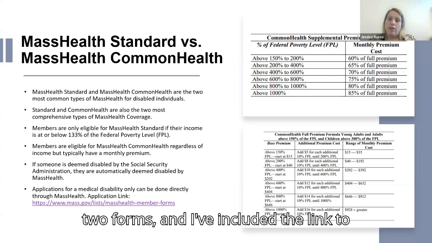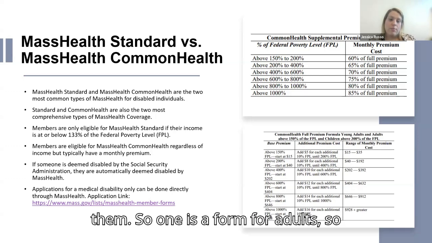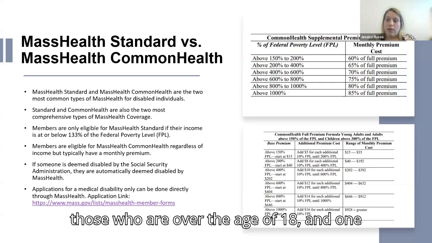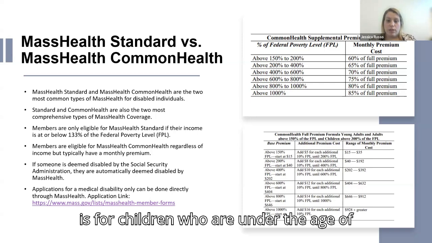There are two forms, and I've included the link to them. One is a form for adults, so those who are over the age of 18, and one is for children who are under the age of 18.